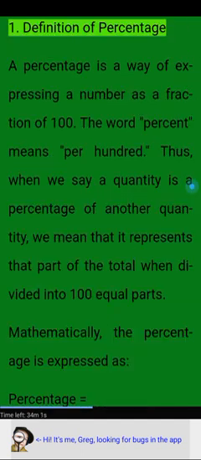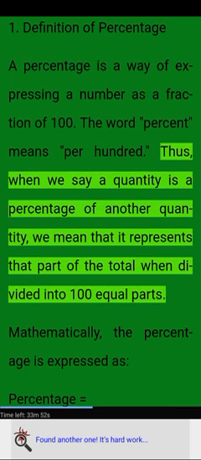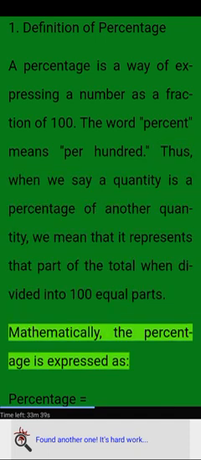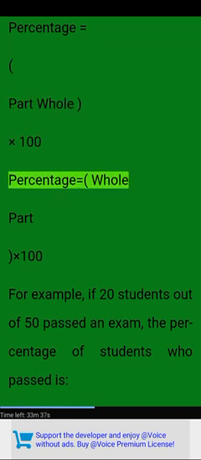1. Definition of percentage. A percentage is a way of expressing a number as a fraction of 100. The word percent means per hundred. Thus, when we say a quantity is a percentage of another quantity, we mean that it represents that part of the total when divided into 100 equal parts. Mathematically, percentage equals part over whole times 100.